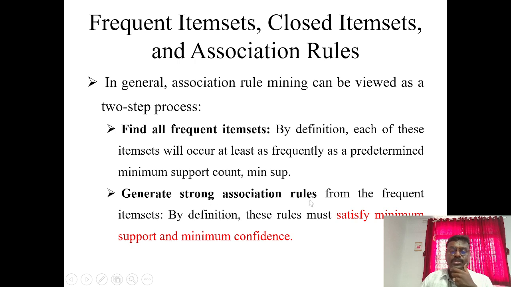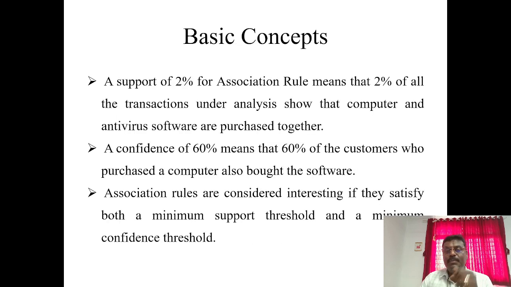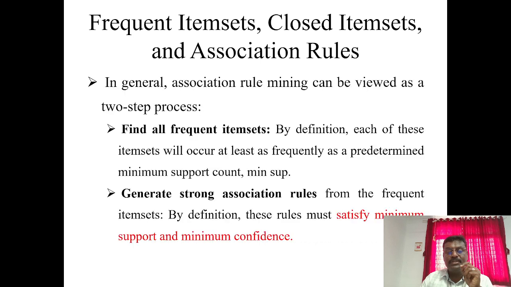The second step is to generate the strong association rules from the frequent item sets. By definition, these rules must satisfy the minimum support and minimum confidence. In the previous presentation I explained the minimum support level: if you have 2% minimum support and a 60% minimum confidence level, you can generate strong association rules. Minimum support is 2% of people are satisfied with the particular antivirus software, and minimum confidence level is 60% of people are satisfied with the particular computer.